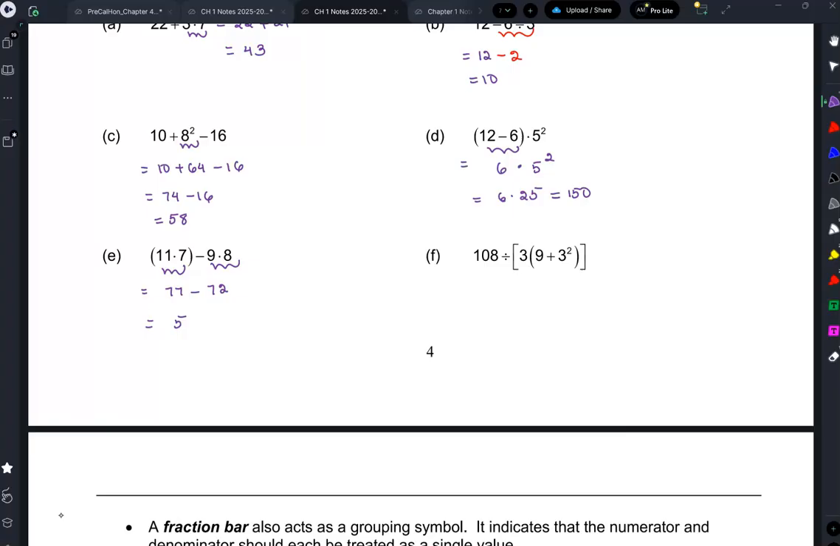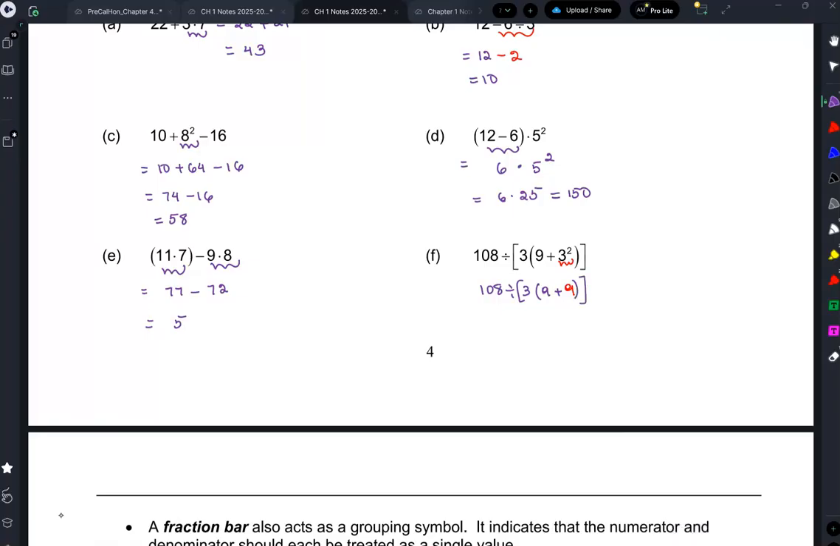How are we doing so far? Good? Oh boy, look at this one, right? So first I'm going to do the grouping symbols. But I go here, I have brackets. Inside I have parentheses. Inside I have exponents, right? So this is going to be 108 divided by, I'm not changing anything so far, 3 times 9 plus, I do the exponent first. 3 squared, 9.